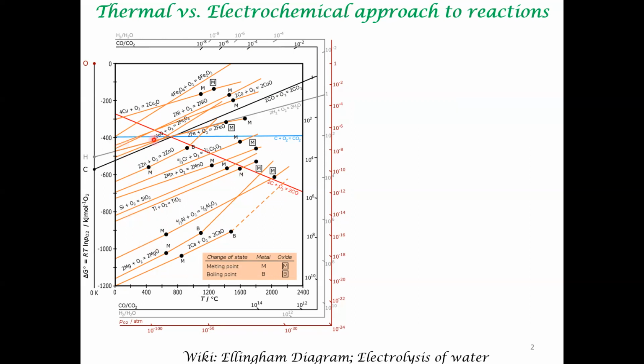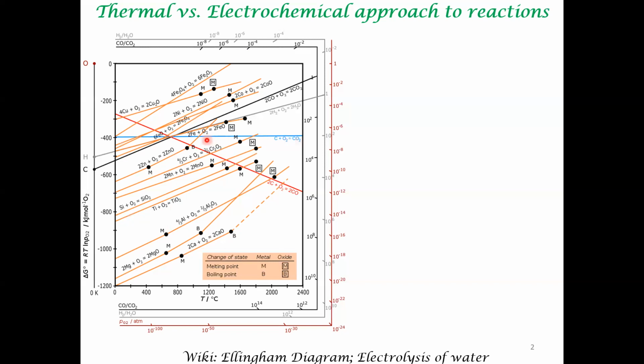There are some reactions here, like carbon plus oxygen giving CO2. The line is flat, there's no slope. That is because the number of molecules that are present in the gas phase is the same in the reactant side as well as in the product side. Carbon is a solid, oxygen is in the gas phase, CO2 is also in the gas phase. Therefore, the number of molecules that are present in the reactant side as well as the product side is just the same. So there is no change in configurational entropy when you go from the reactants to the products.